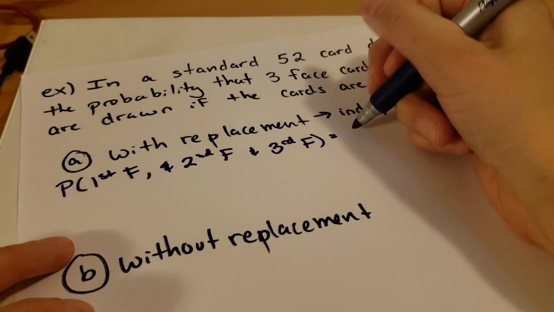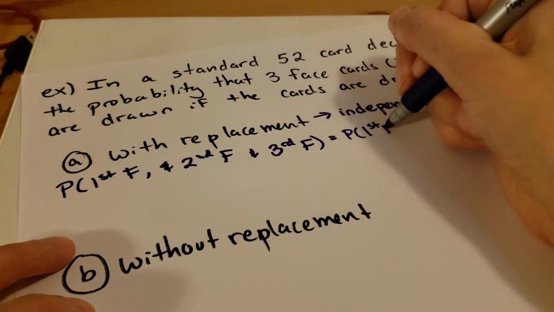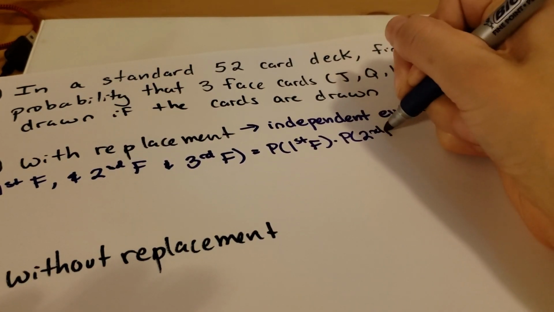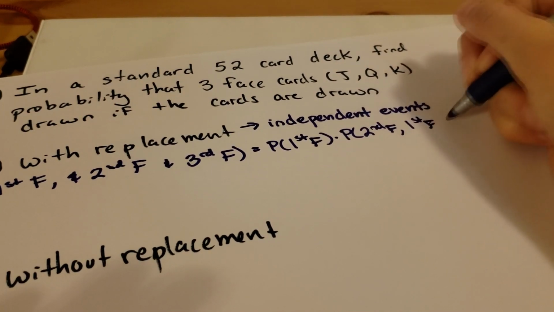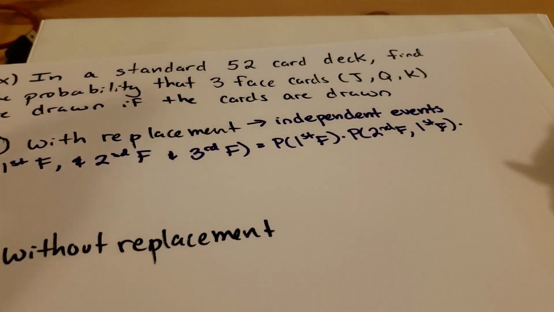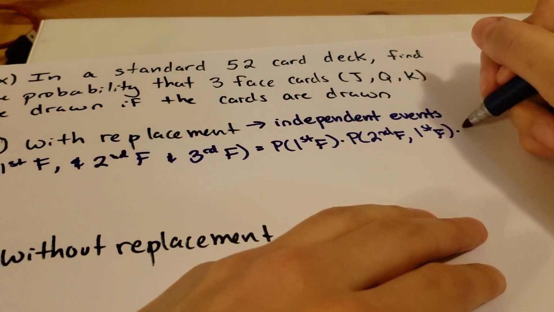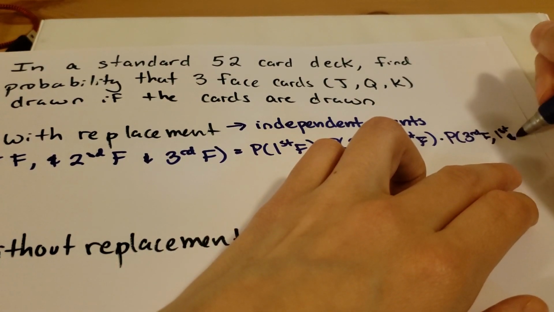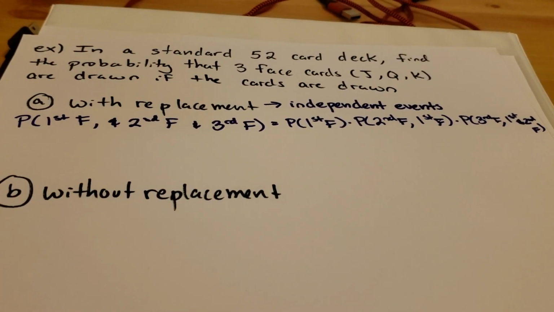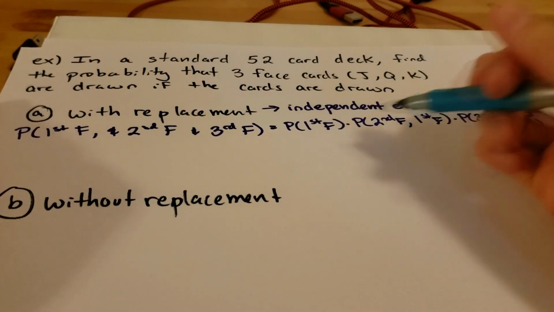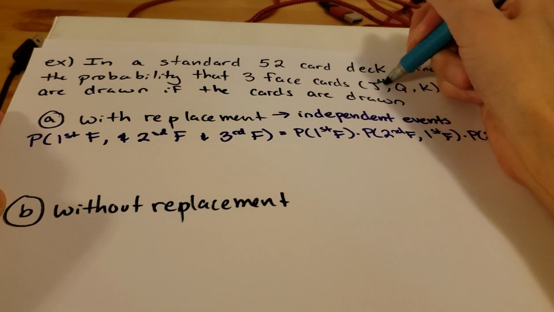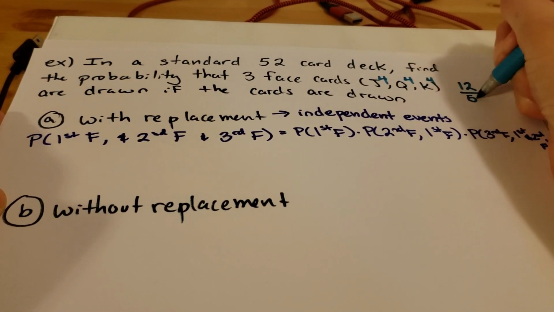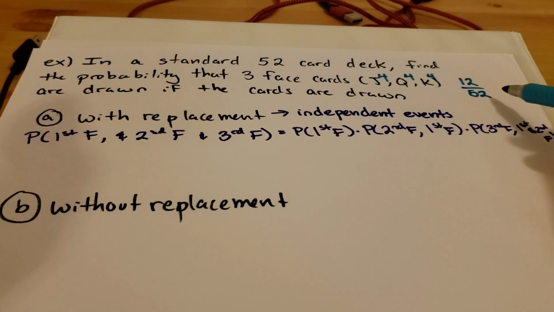So we could rewrite this as the probability the first one is a face card, times the probability the second is a face card, given the first was a face card. And then we have a third thing happening here. You can have more than two independent events. The probability that the third is a face card, given first and second were face cards. Now the probability that the first card is a face card, well, we know that we have 4 jacks, 4 queens, and 4 kings in the deck. So this means 12 out of 52 cards are face cards, or this is the probability of getting 1 face card.